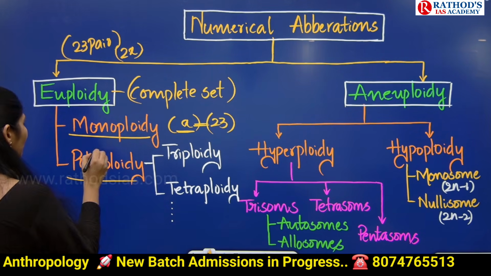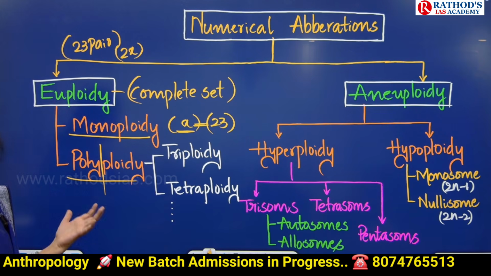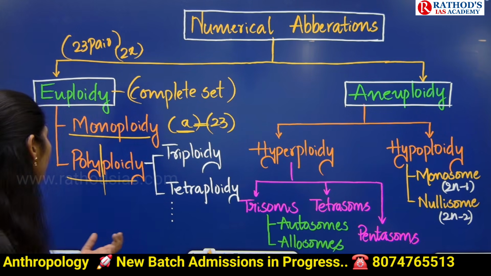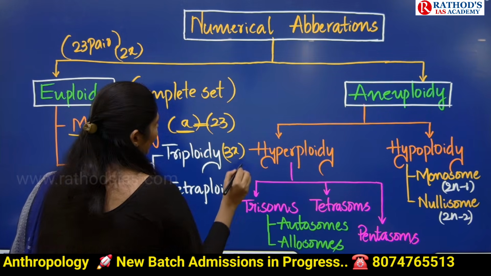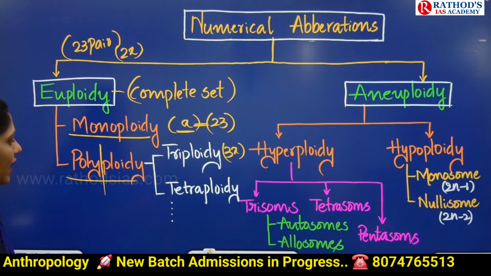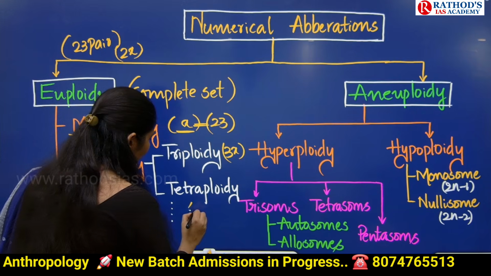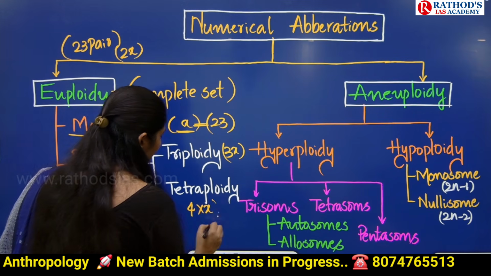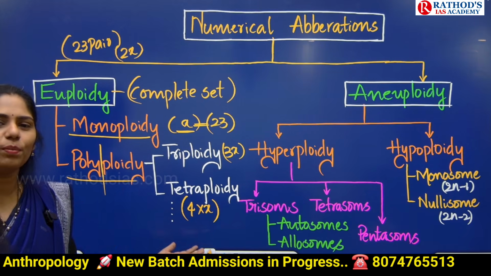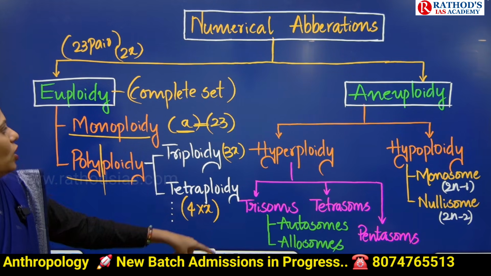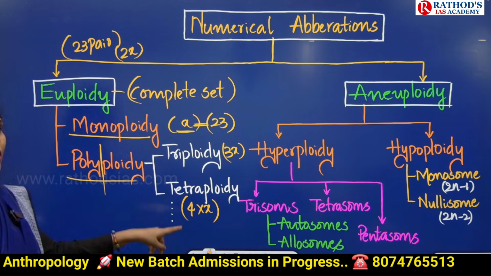And we have poly. Poly means many. We will have many sets of chromosomes. For example, triploidy means 3x, that is 3 into 23. Next is tetraploidy, which means 4 into x, that is 4 into 23. So on, like pentaploidy, hexaploidy, heptaploidy. Okay, so this is part of euploidy.